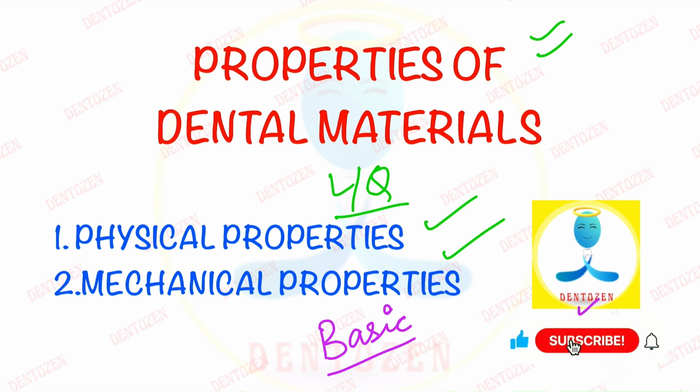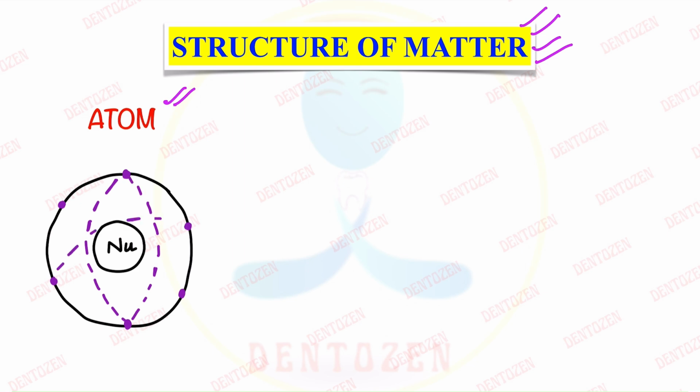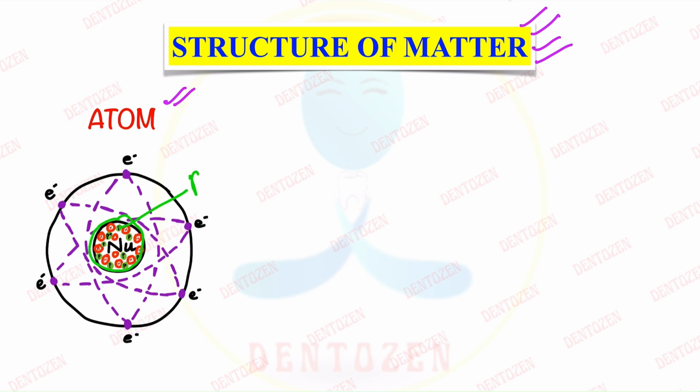So if we talk about the structure of matter, all materials are made up of atoms. So atom is the smallest unit of matter. In the center of the atom we have the nucleus, which is surrounded by negatively charged electrons which revolve around it in an orbit. So in an atom, in the center we have a nucleus which has positively charged protons and neutrons which have no charge, and this nucleus is surrounded by negatively charged electrons which revolve around this nucleus in an orbit.